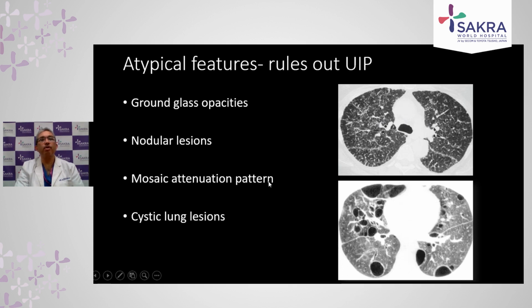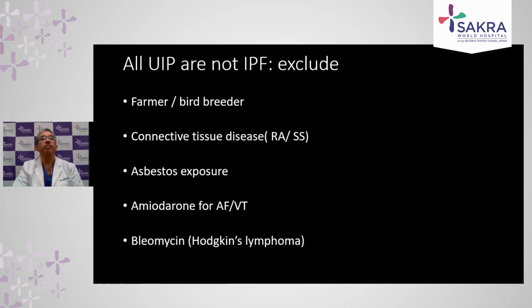here, presence of mosaic attenuation as I showed you in the hypersensitivity pneumonitis, and presence of cystic lung disease, which is seen in the CT scan here, where there are cysts. Cysts are dark colored spaces in the lung. This is cystic ILD, which can be seen in a few specific types of rare ILDs like LIP and LAM.